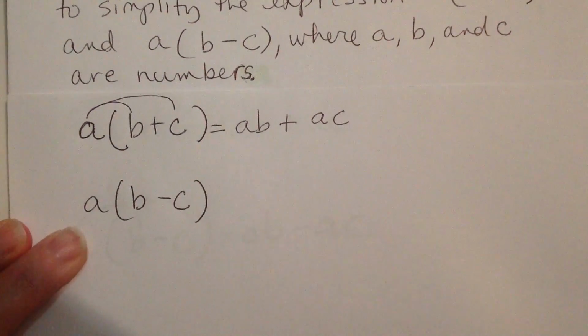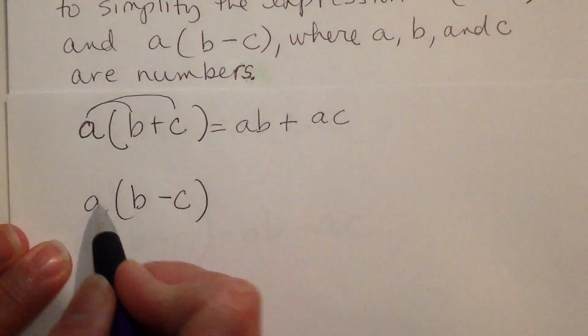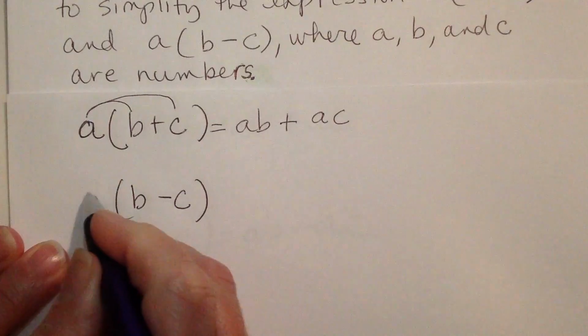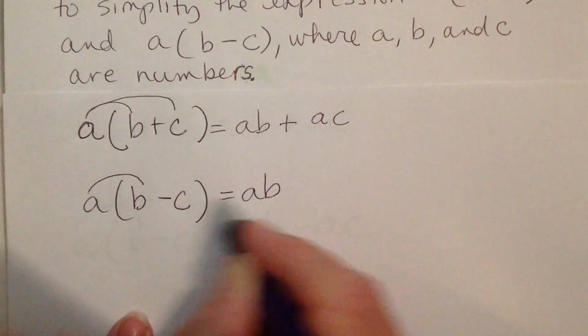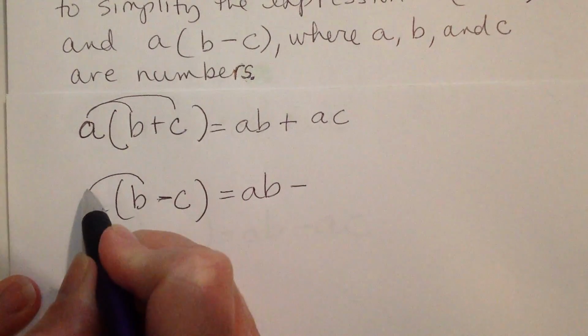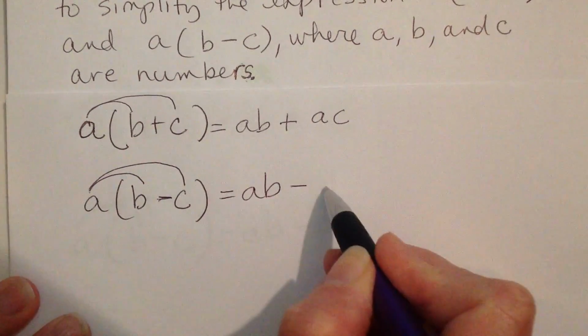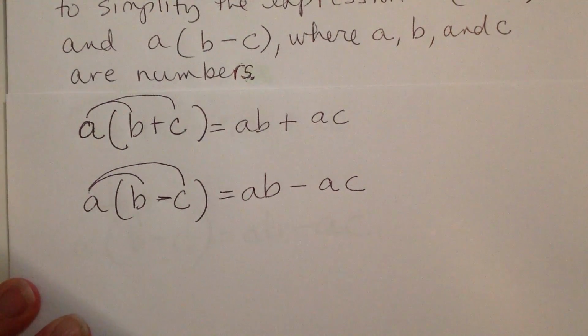Next, let's distribute A times B minus C. So I will distribute the A that's outside the parentheses times B, giving me AB. Using the minus sign from the problem here, minus. Then you have A times C, which is AC. So this is how you will distribute.